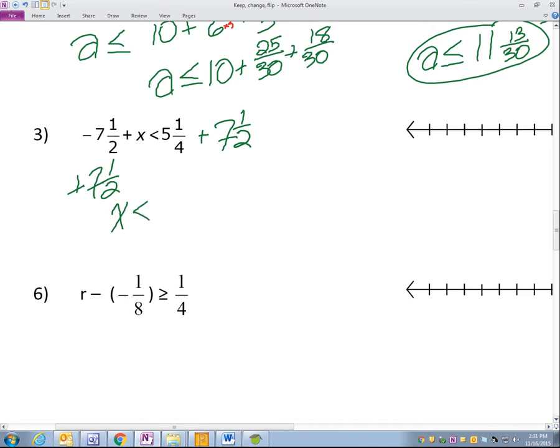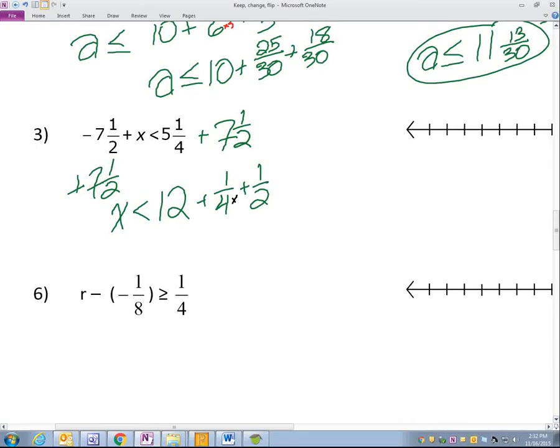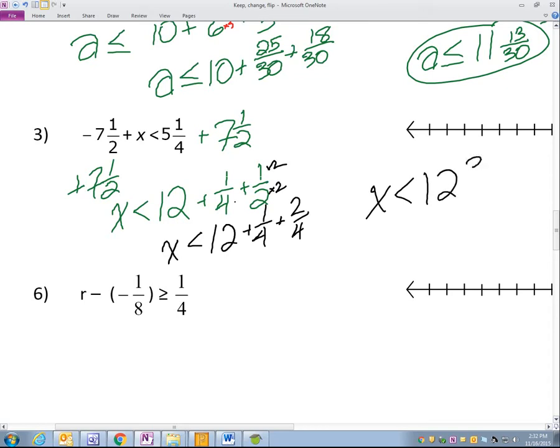So now I have 7.5 plus 5 1/4. I'm going to take out the whole numbers because I can, because it's addition. 1/4 plus 1/2. That one's pretty simple to do because it has a very low common denominator. Times 2 times 2. So now I have x is less than 12 plus 1/4 plus 2/4. I'm going to rewrite it over here. X is less than 12 3/4.